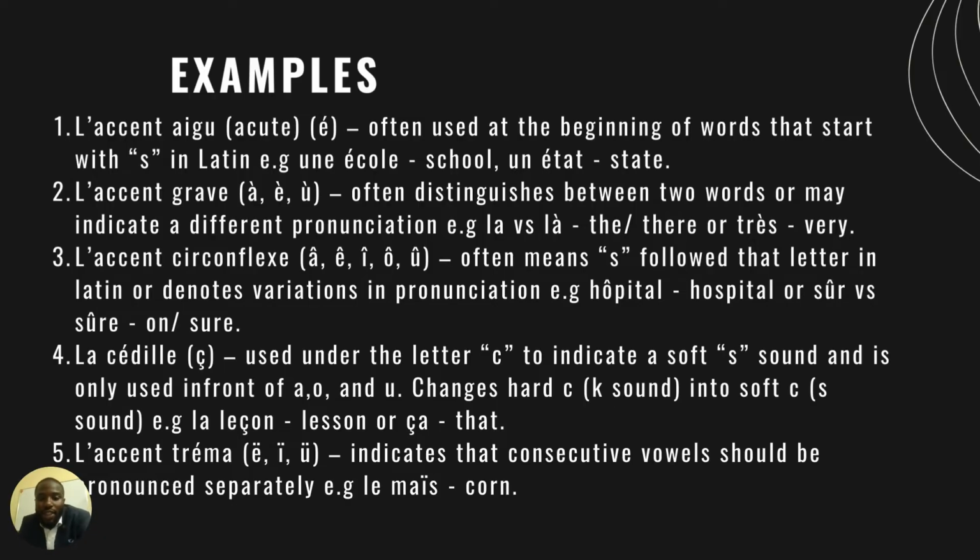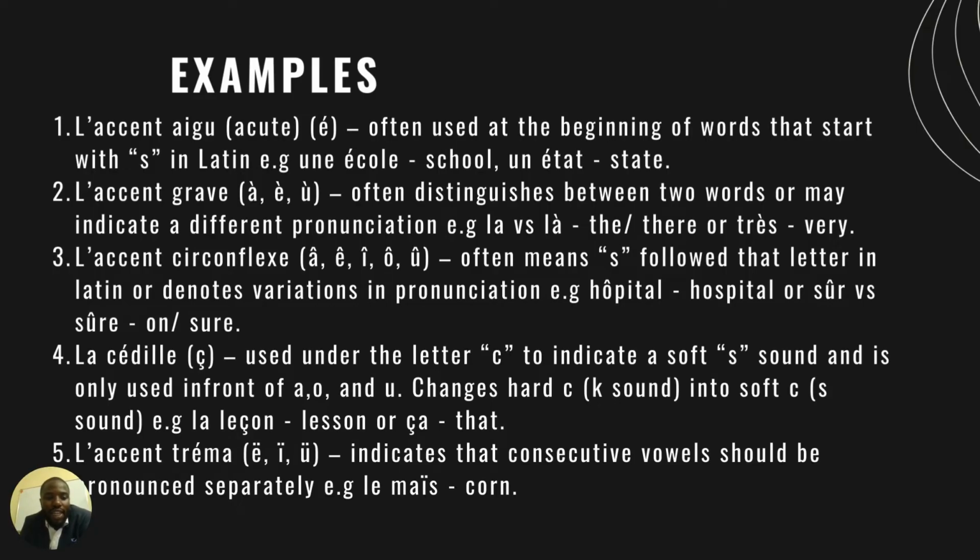So it changes the hard C, which is a K sound like comment, into a soft C with an S sound. For example, if you say la leçon, not la leçon, because the moment you remove that accent, we go back to the hard C, and it's now pronounced as la leçon, but with the accent, it changes to la leçon, which is a lesson, or ça, which is that. You want to say, donne-moi ça, meaning give me that. Ça is what? That.